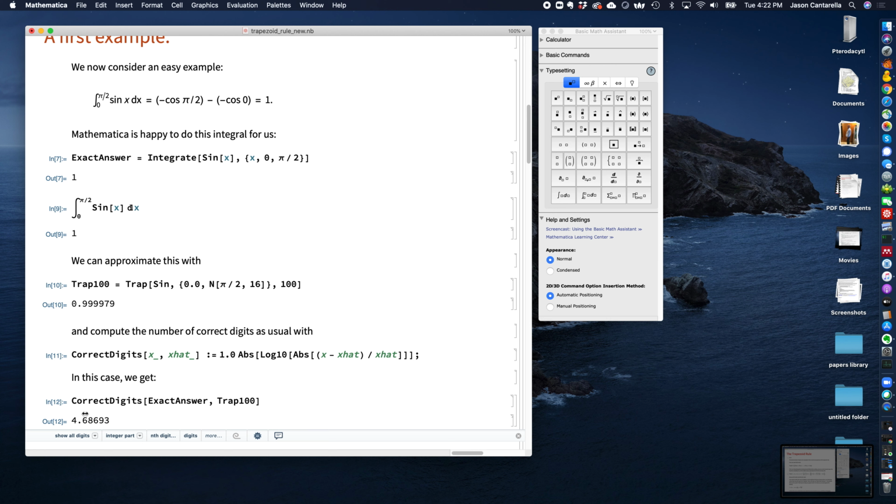So it's 4.6 correct digits instead of just 4 correct digits.